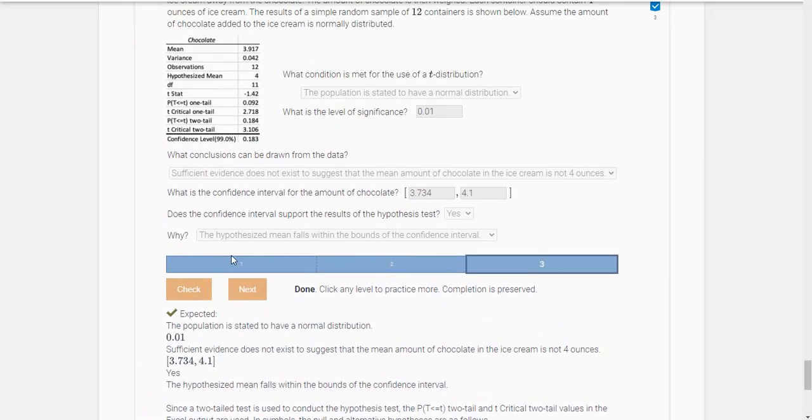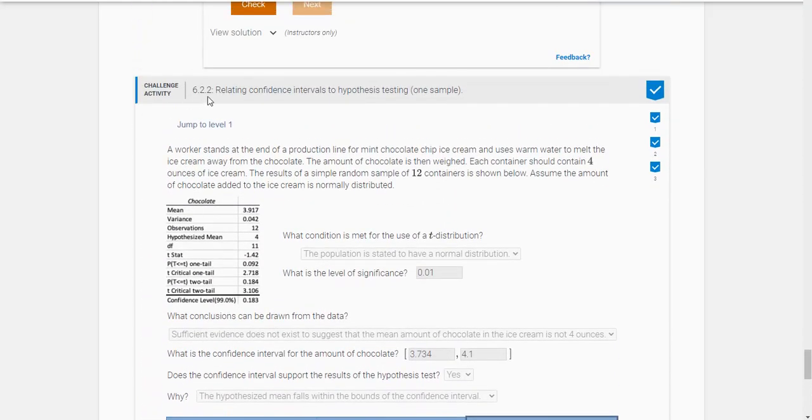And we got them. I hope it helped seeing me walk you through these challenge exercises for 6.2.2 from your Zybooks.